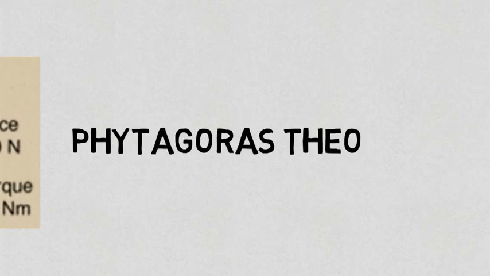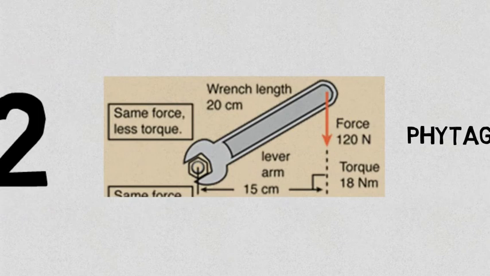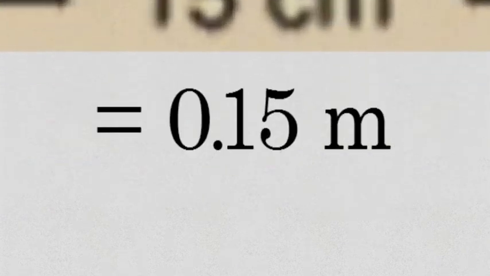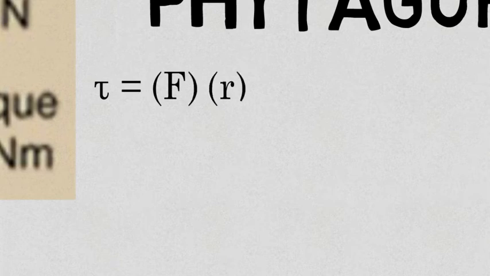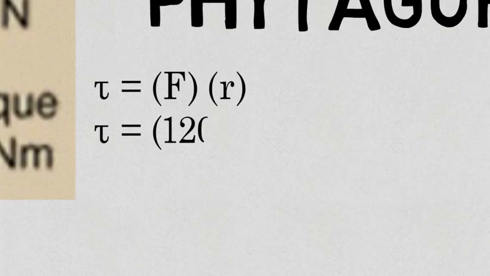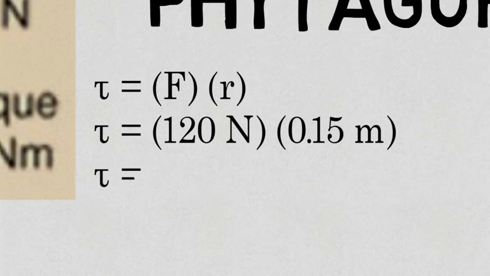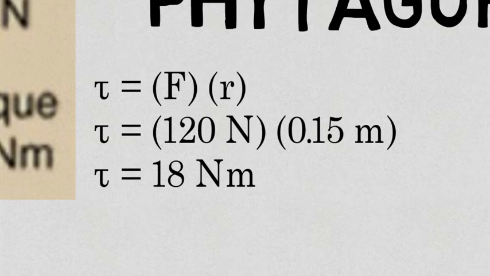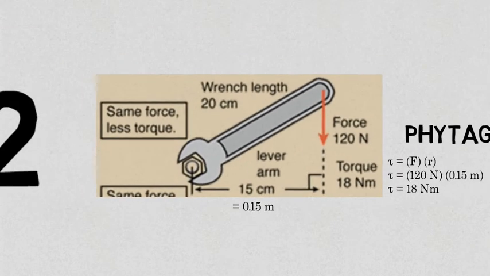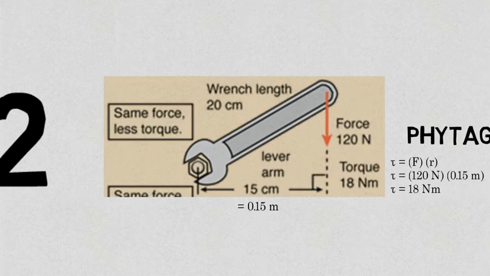15 centimeters is equal to 0.15 meters. So we can calculate the quantity of the torque by tau is equal to F times R, where F is 120 newtons and R is 0.15 meters. So tau is equal to 18 Newton meters. It means that the quantity of the torque is 18 Newton meters.